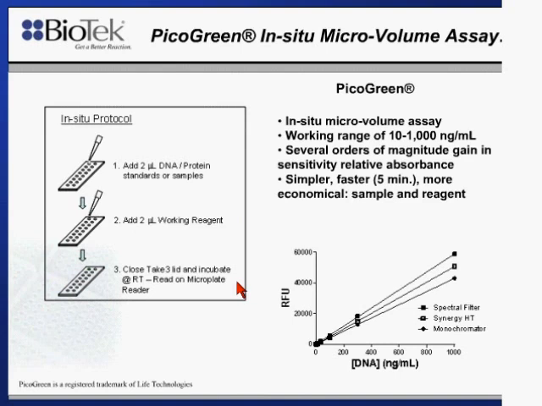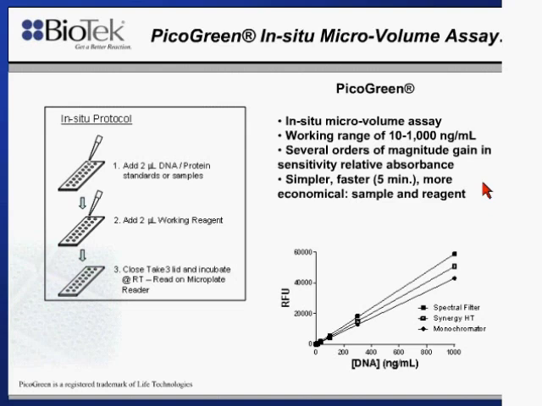So here we can see the working range of this particular assay. As we developed it, the range of our standards that we typically run are 10 to 1,000 nanograms per mil. That allows us to gain several orders of magnitude in sensitivity relative to the standard absorbance reads at A260. This particular protocol is simpler and faster than the standard protocol in that our incubation time is only 5 minutes, and of course the reagent and sample savings are spelled out as well.